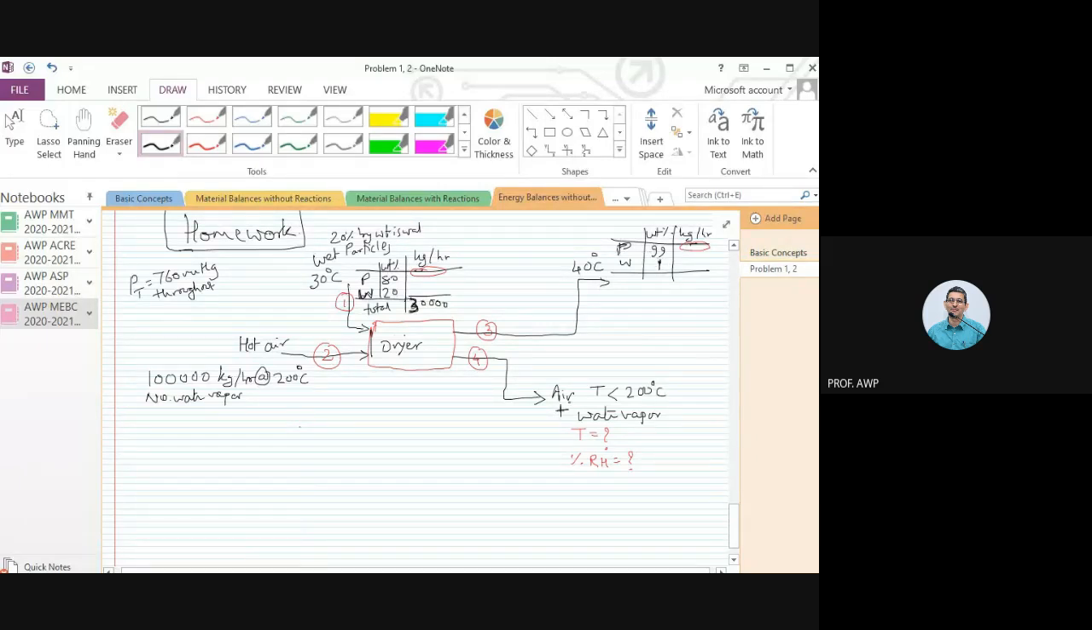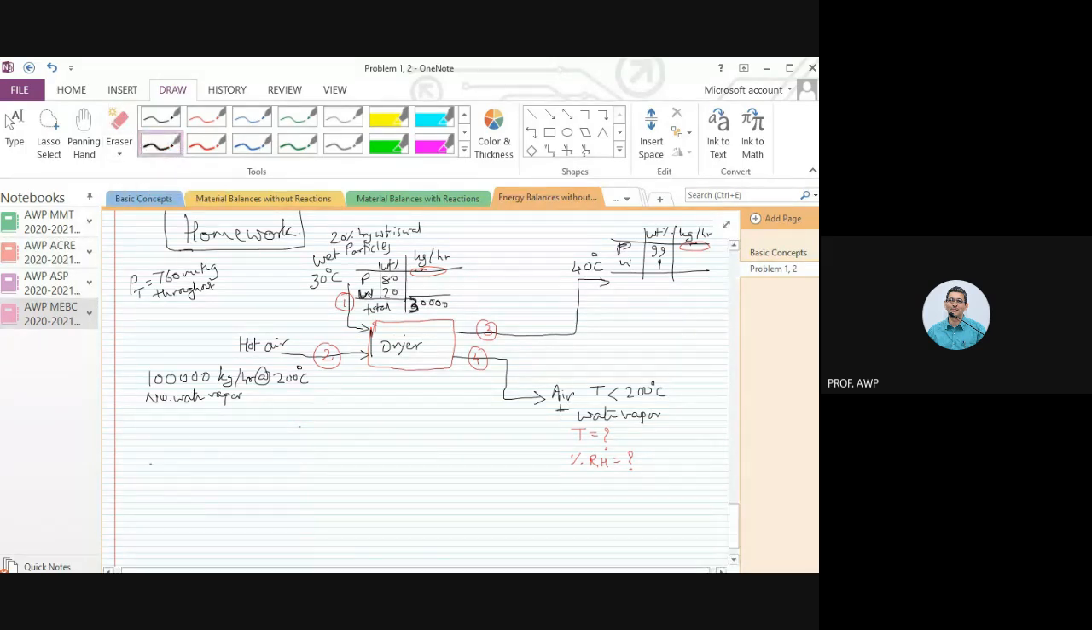Stream number 4 has air which is lesser than 200 degrees centigrade, because it has to transfer heat to vaporize the water from stream number 1, and whatever water is vaporized will go along with the air in stream number 4. So stream number 4 is a slightly cooler but more humid air. You have to work out what the temperature of that outgoing air in stream number 4 is, and what is the percent RH of stream number 4.